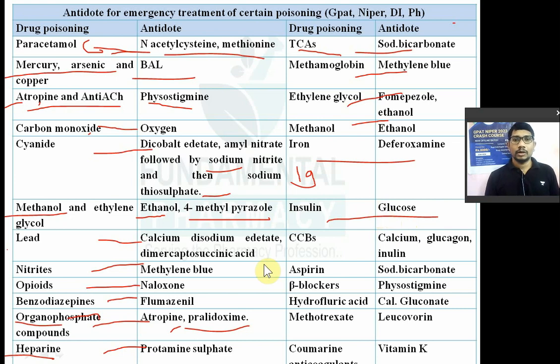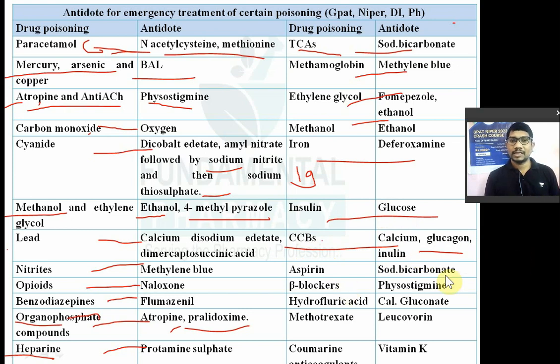ठीक है. Now in case of calcium channel blockers poisoning, so calcium channel blockers, they are used as anti-hypertensive drugs, anti-arrhythmic drugs, etc. So calcium channel blockers, in that you have verapamil, diltiazem, amlodipine, nifedipine, etc. So in that case calcium is used as a specific antidote, or glucagon or insulin is used as an antidote.